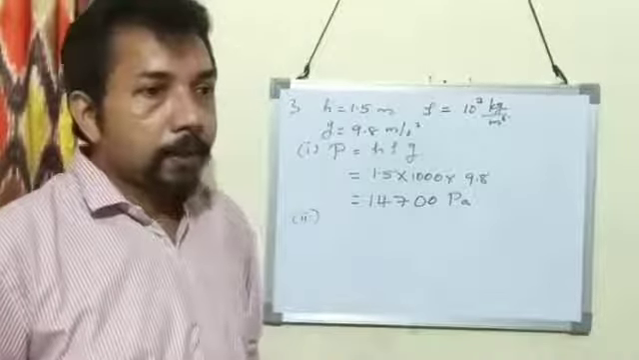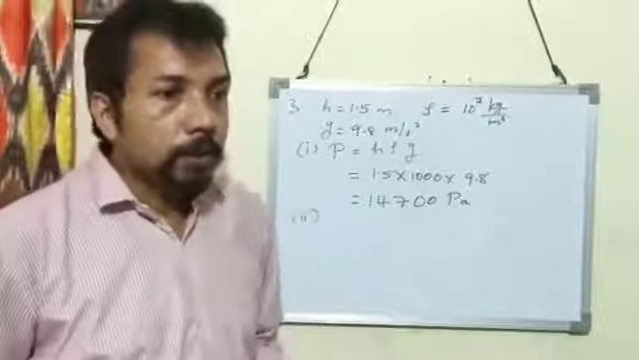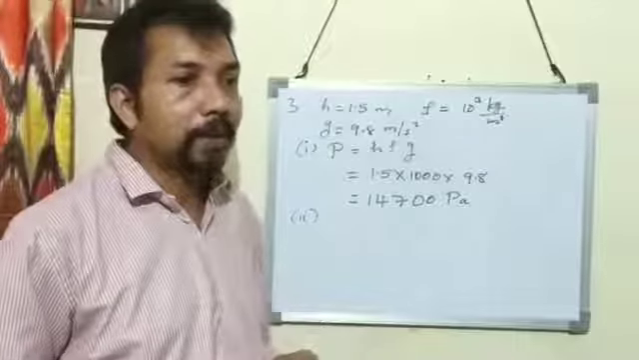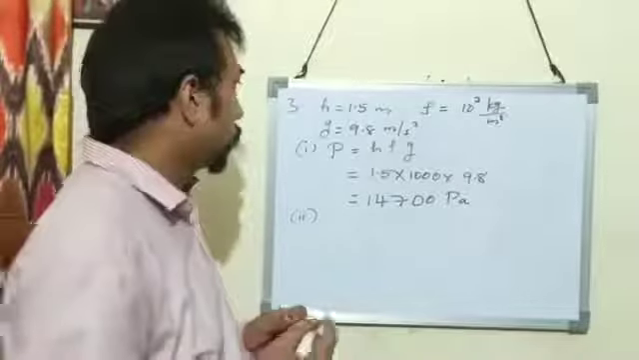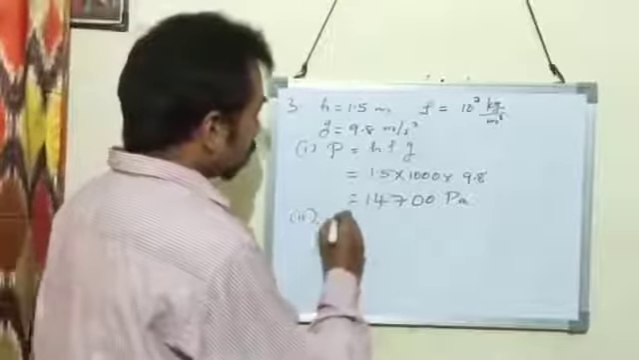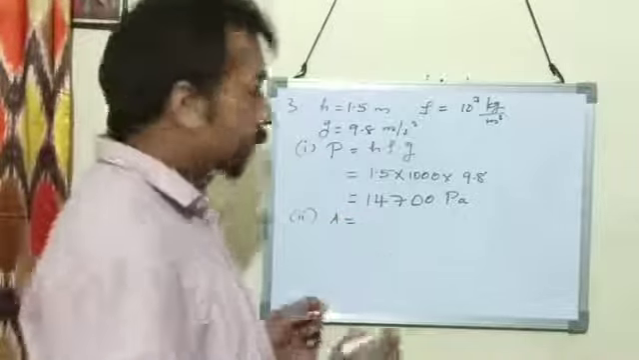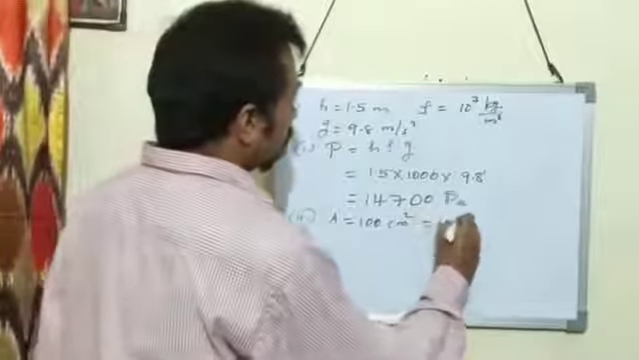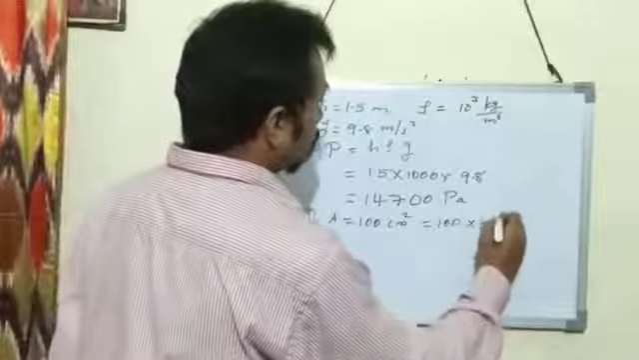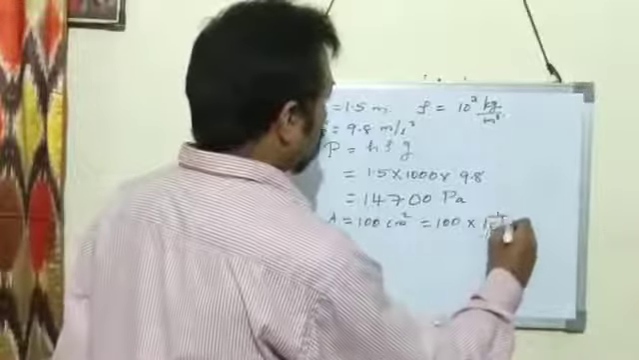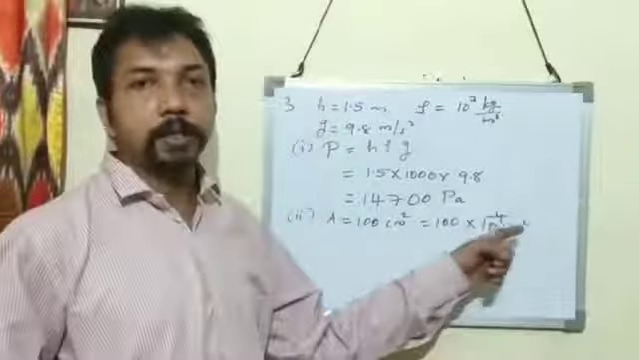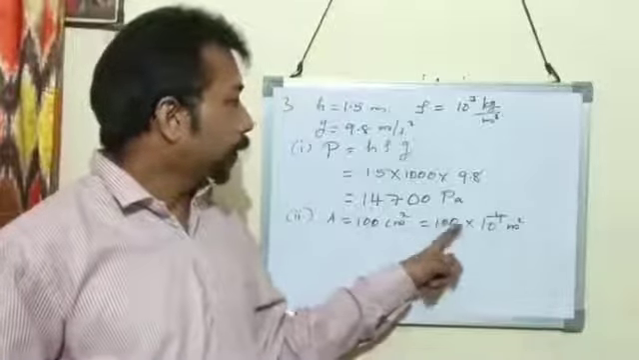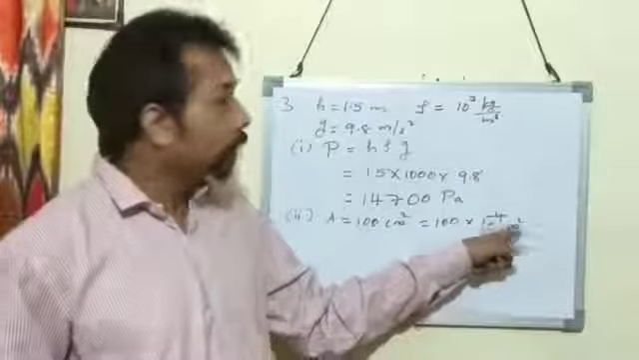Now the second part. We have to find the thrust. The area of cross section of the base of the vessel is 100 centimeter square. Calculate the thrust at the base of the vessel. So 100 centimeter square is equal to 100 into 10 to the power minus 4 meter square, since 1 centimeter square is 10 to the power minus 4 meter square.